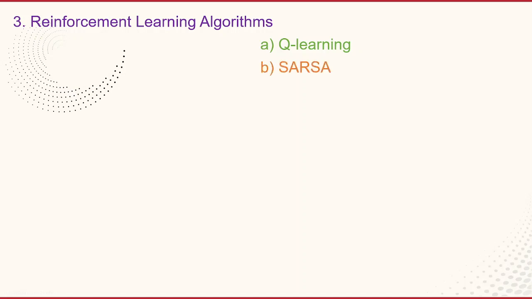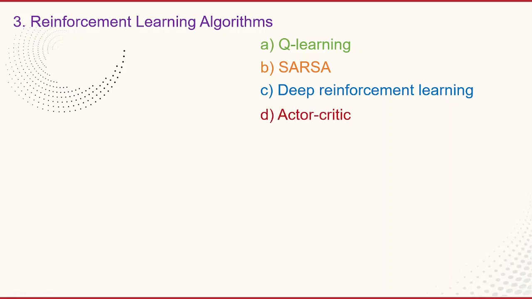Next, SARSA. This algorithm learns an optimal policy by estimating the value of each state action pair, taking into account the action that was actually taken. It is often used for solving control problems in robotics or game playing. Next is deep reinforcement learning. This algorithm uses deep neural networks to approximate the value function or policy function. It is often used for solving complex control problems such as playing video games or driving autonomous vehicles.